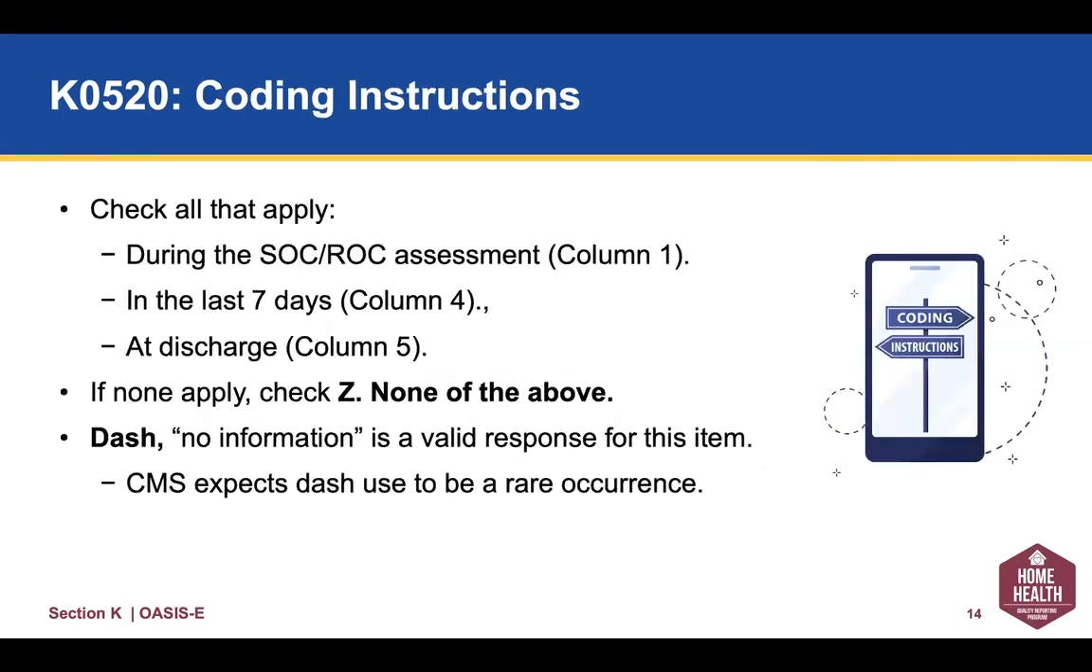And here are additional coding instructions. As was stated previously, this is a check all that apply data element that has 1 column to complete at SOC and ROC, and 2 columns to complete on discharge, column 4 in the last 7 days, and column 5 at discharge. You can also check Z, none of the above, if none of the nutritional approaches apply. A dash, meaning no information, is a valid response for this item. However, CMS expects dash use to be a rare occurrence.